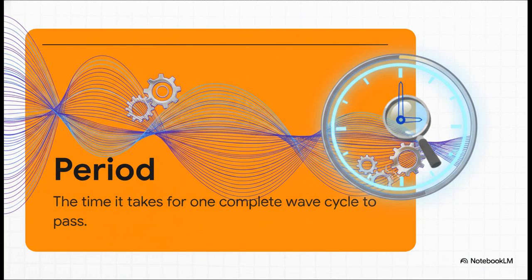Moving right along to period. This is the amount of time it takes for one complete wave cycle to pass. So while wavelength is space-based, period is time-based. The two are intimately connected through a strict inverse mathematical relationship. Period is simply 1 divided by the frequency. So if a wave completes 10 cycles per second, its period is precisely 1/10 of a second.